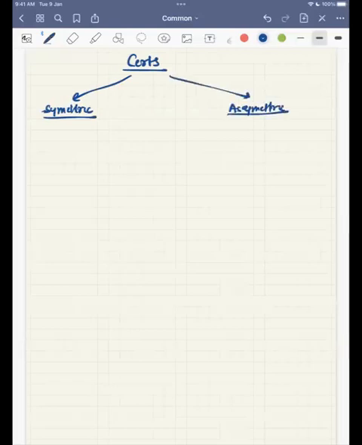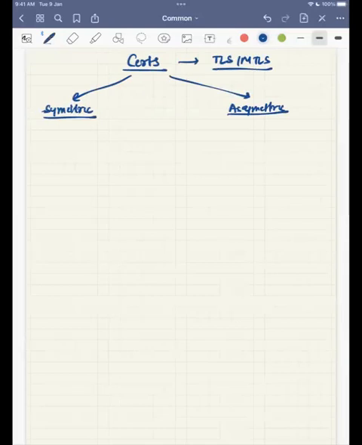Hi everyone, today we are going to talk about certs. So basically certs are of two types. One is symmetric, another is asymmetric. Now in this talk we will also be talking about TLS and MTLS.